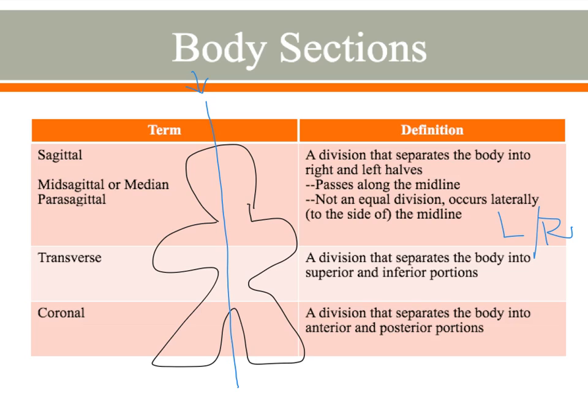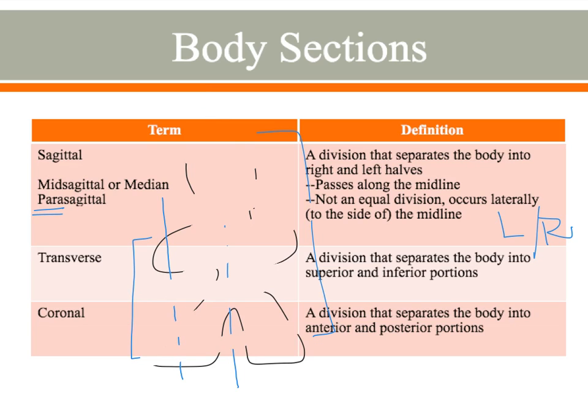If we were to cut him over here, we would still have two halves, right? We would have a tiny little half right here and then a really big half right there. That would be called a parasagittal. So it's still a line that goes from the head to the feet, and it separates into a right half and a left half. It's just not an equal right and left half.